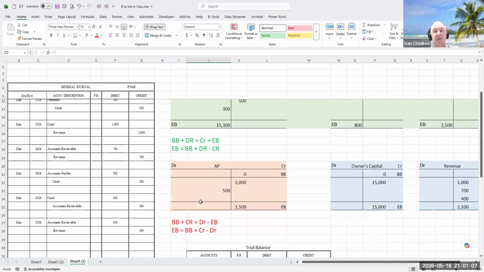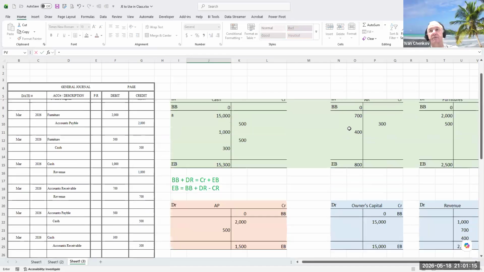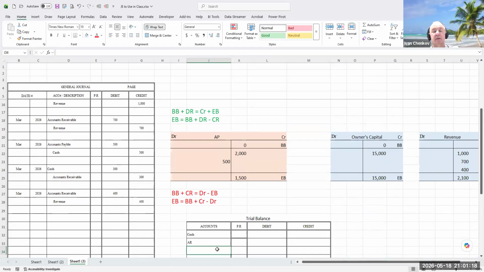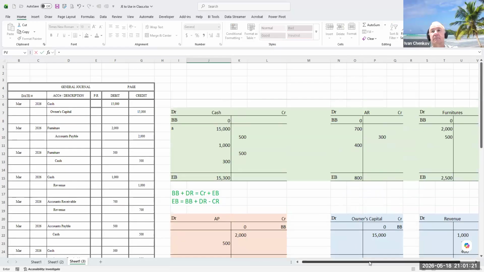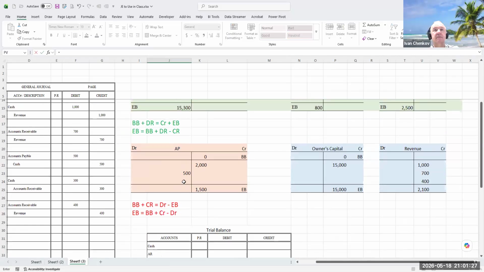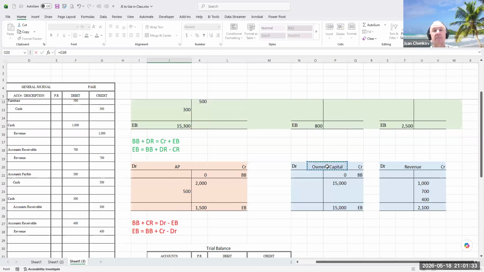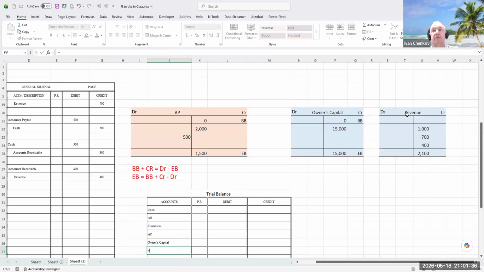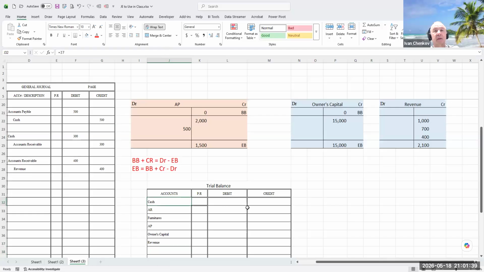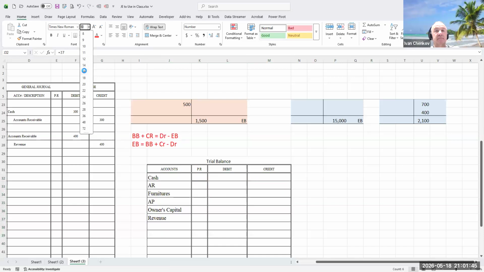First account that I have is cash. Second account that I have is accounts receivables. Third account that I have is furniture. Next account that I have is accounts payable. After that I have owner's capital. And after that I have the revenue account. Now I can make those a little bit bigger so you can see it as well. And those are all the accounts that I have.